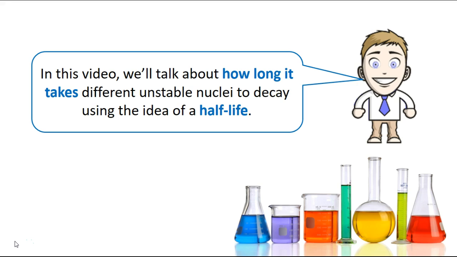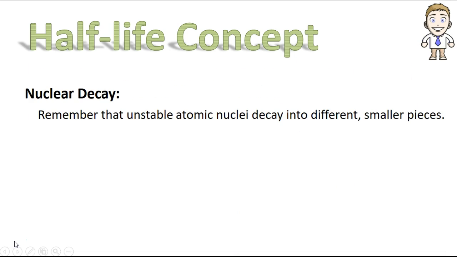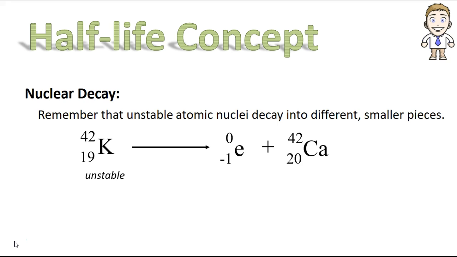In this video we're going to take a look at how long it takes different unstable nuclei to decay using the idea of half-life. So remember from the past few videos that unstable nuclei decay, which means they break apart into different smaller pieces. Like if we had this atom of potassium-42, which is unstable, so it breaks apart and decays, gives off a beta particle and turns into a different element altogether. In this case it would be calcium-42.